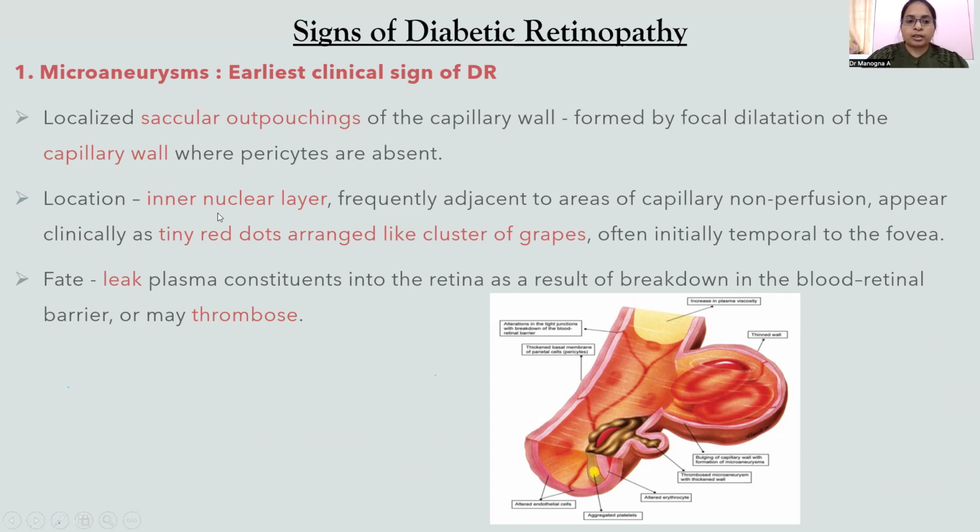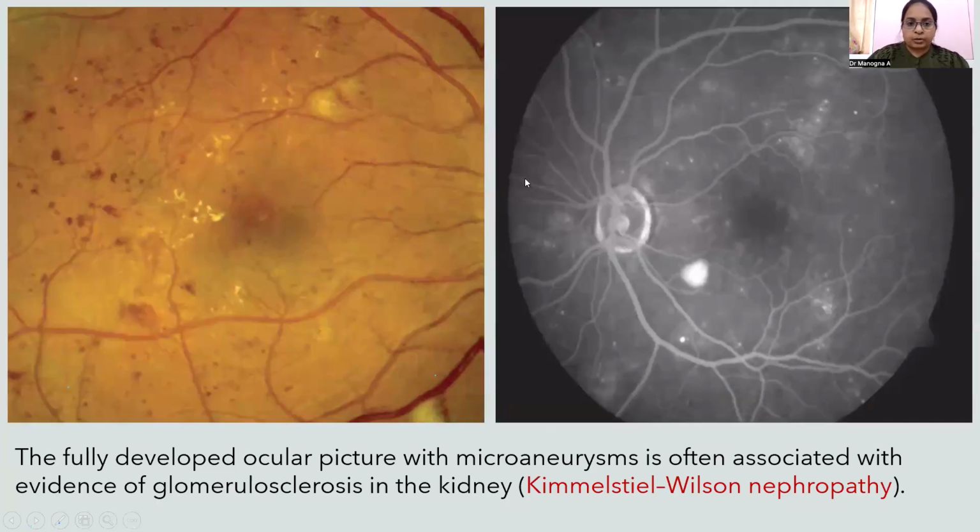Microaneurysms usually occur in the inner nuclear layer. Clinically, we see them as tiny red dots arranged like a cluster of grapes. Finally, they end up leaking or undergoing thrombosis. From the capillary wall, this image which you see is called a microaneurysm. And this is a clinical image, because through fundus examination this is what we see clinically. This cluster of grapes, the tiny dot-like structures, these are microaneurysms. These are the earliest sign of diabetic retinopathy in any patient with DR.